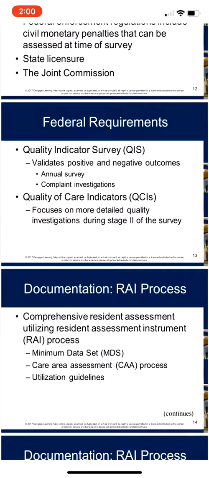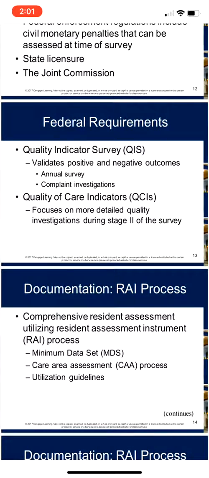All right, so let's drop down to federal requirements. The quality of documentation is highly significant in the federal survey process, known as the Quality Indicator Survey, or QIS, in that the resident record is used as a means of validating positive and negative care outcomes both in the annual survey and in the complaint investigations.